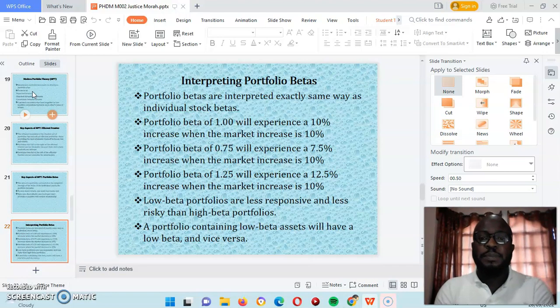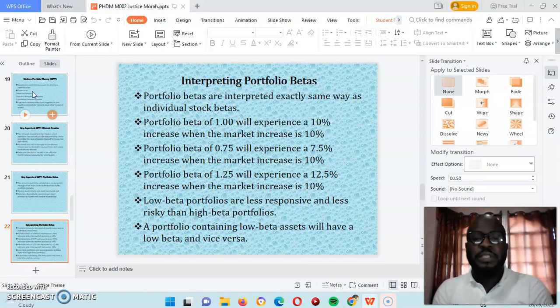Then how to interpret portfolio betas. Portfolio betas are interpreted exactly the same way as individual stock betas. A portfolio beta of 1.0 will experience a 10% increase when the market increases 10%. A portfolio beta of 0.75 will experience a 7.5% increase when the market increases 10%. A portfolio beta of 1.25 will experience a 12.5% increase when the market increases 10%.